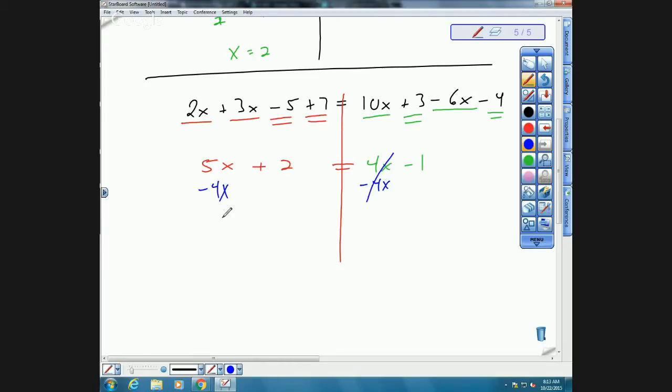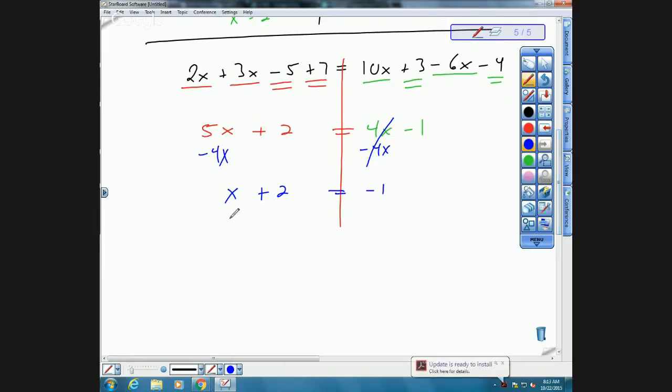That cancels out, and 5 minus 4 would be 1x. And now, to get the x by itself, I subtract 2 from both sides, and I get x equals -3. This line, I do this line right here for this problem, and some people like it, some people don't. You obviously don't have to do it.